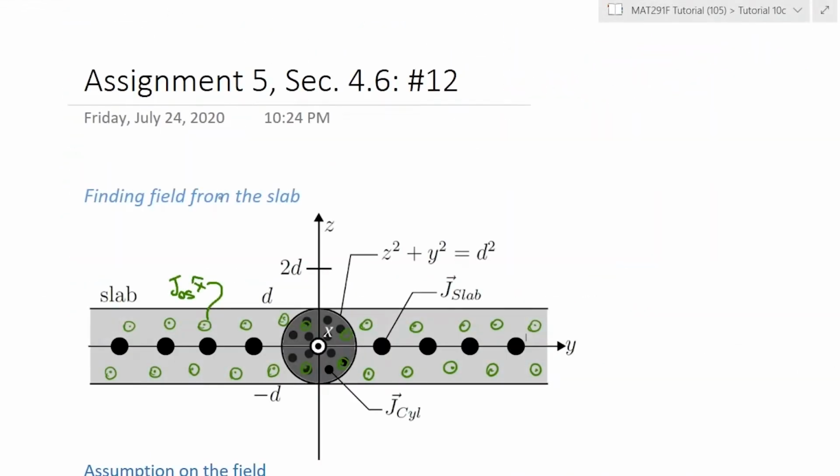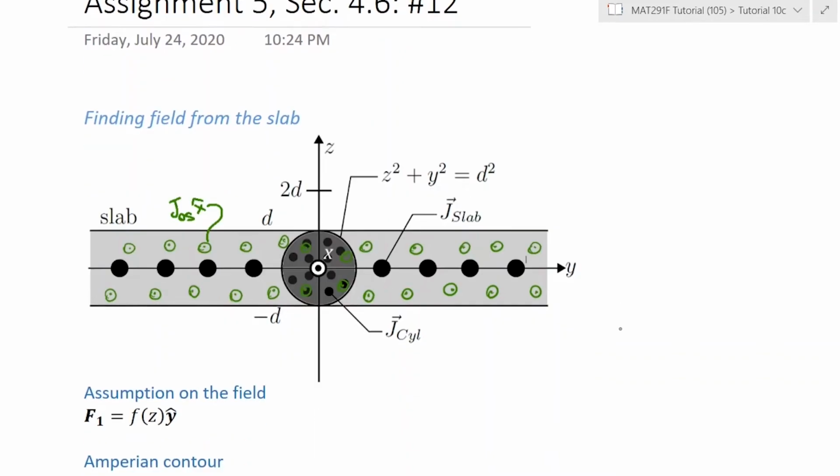Let's find the field from the slab first, and then we'll move on to the cylinder. For the slab, I'm going to use green. Here, I've already shown you the current density. It extends everywhere in the slab, including the portion that's occupied by the cylinder. And the current density is equal to J naught S x hat.